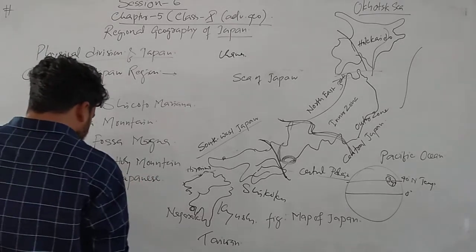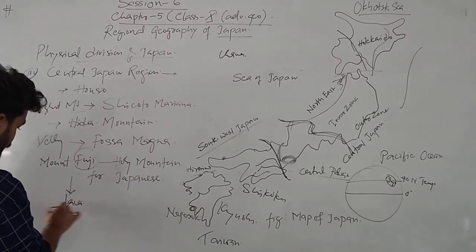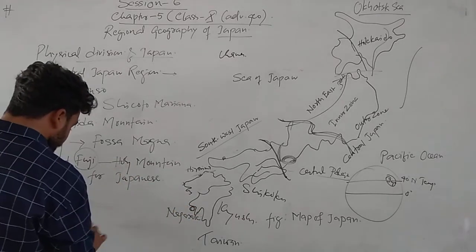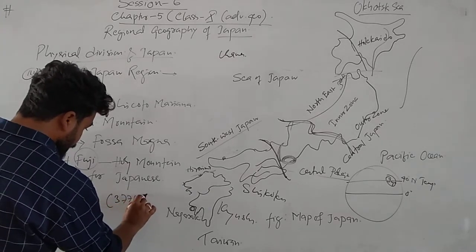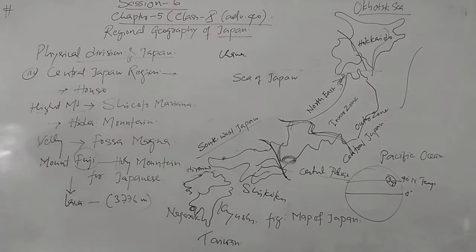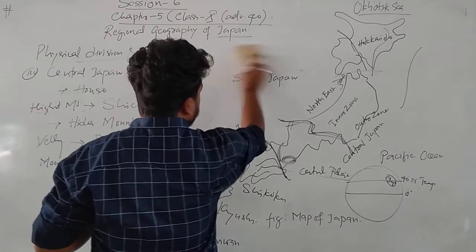Okay. So generally Mount Fuji is made of lava. And what is its height? We can write here height 3776 meters. So this is the height of Mount Fuji. Again, two important plains are there here. We can write here important plains.